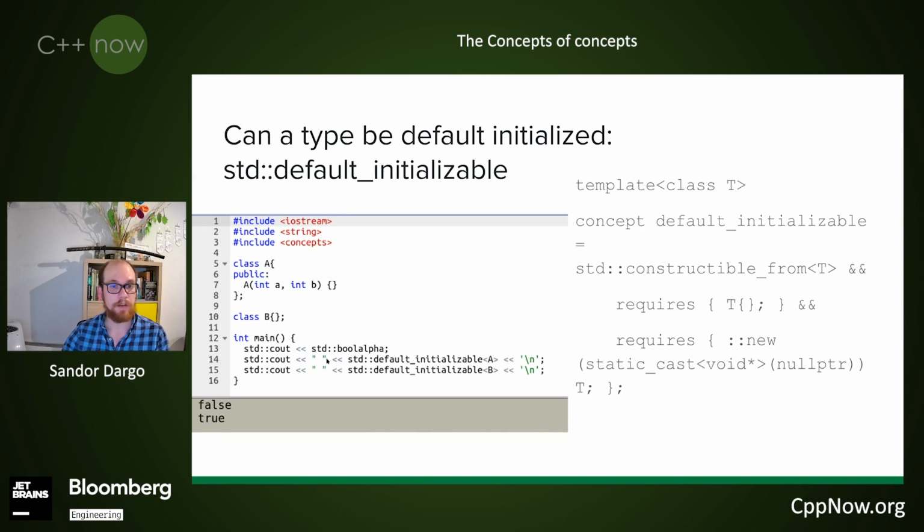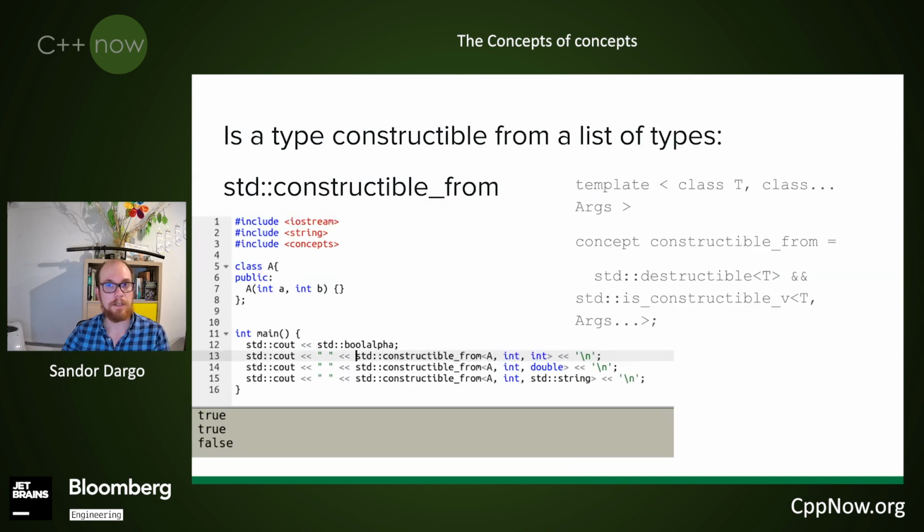And you have class B that has automatically generated default constructor. And when we check if A is default initializable, as it doesn't have a default constructor, the result is false, while for B it's true. So you can have such constraints. Let's see another one. It's constructable from.